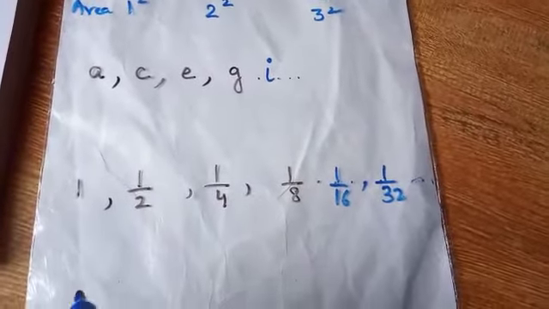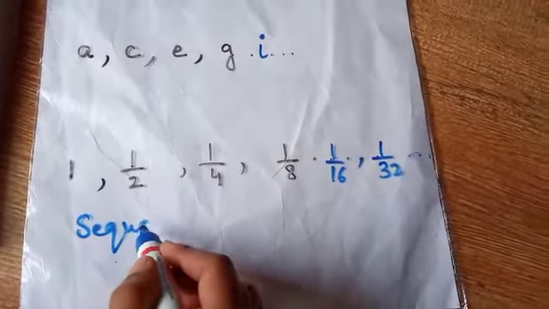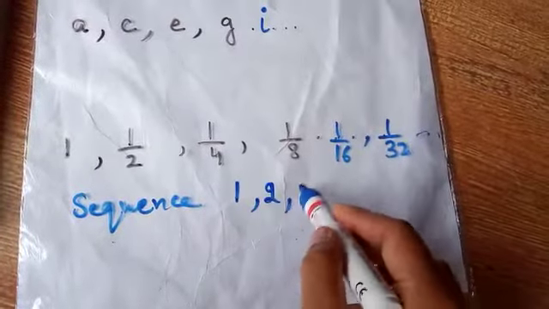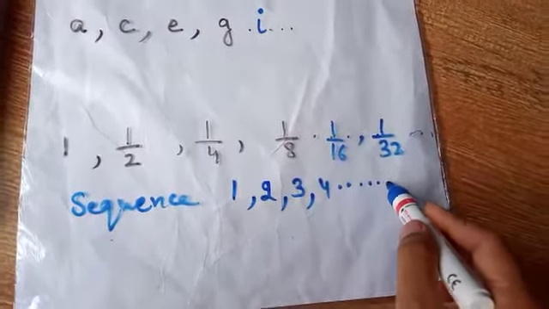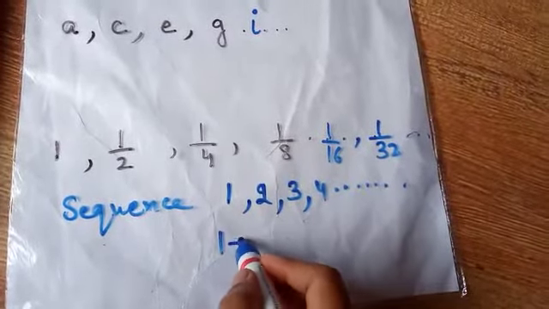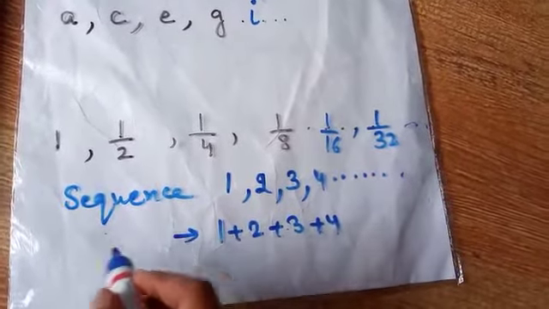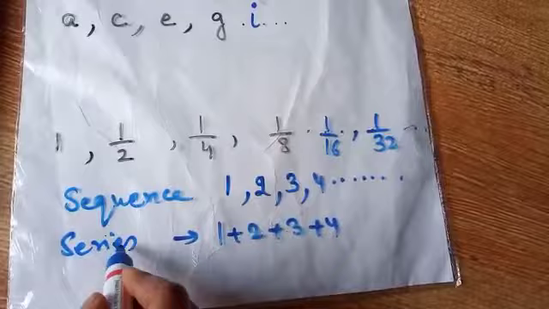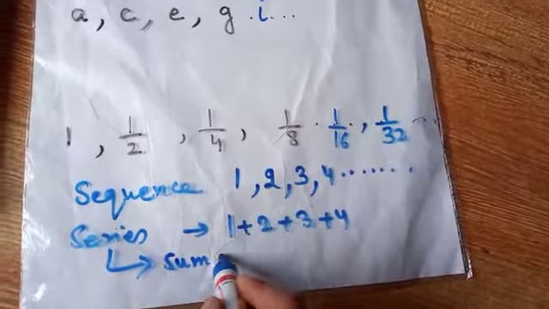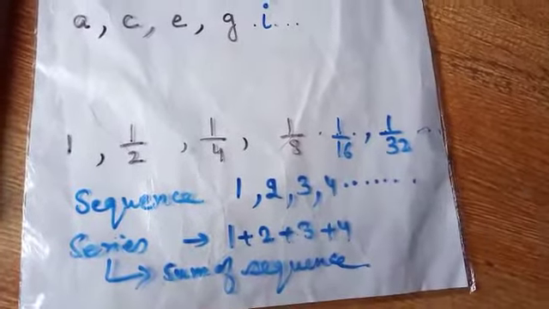Now here I will make you understand the difference between the sequence and series. So what is a sequence? If I write 1, 2, 3, 4, then I am following a pattern and this is called a sequence. And if I write 1 plus 2 plus 3 plus 4, then this is called a series. So series is actually the sum of the sequence, right? You have to understand the difference between the two.